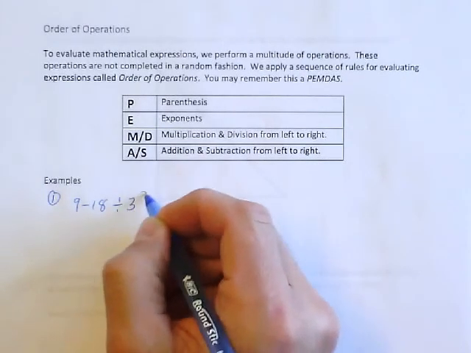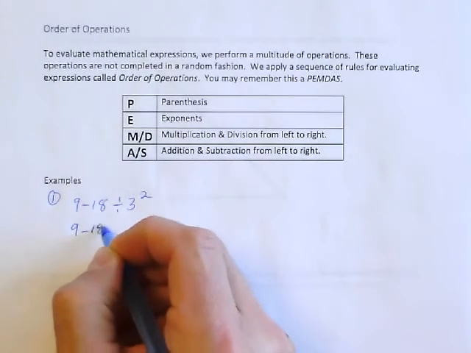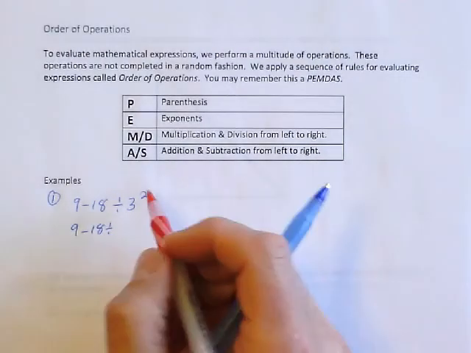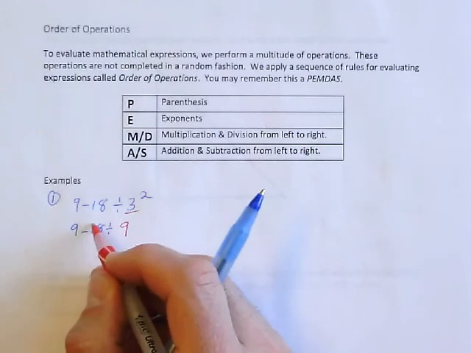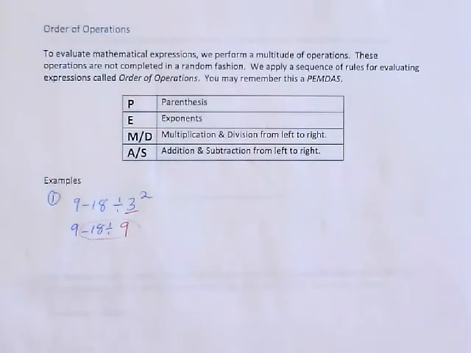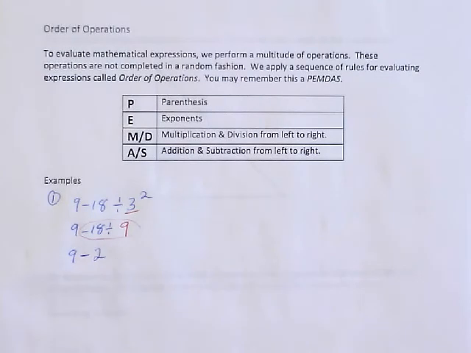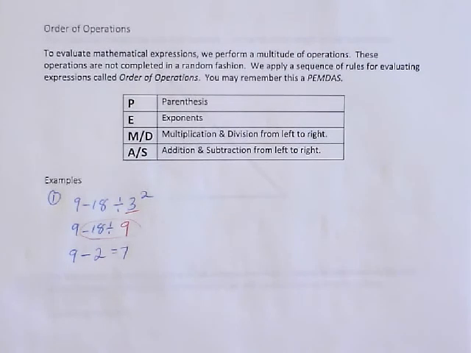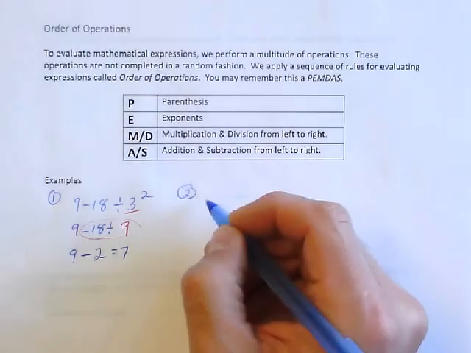So the first example I have here is 9 minus 18 divided by 3 squared. We're going to do our exponent first. 3 squared is 9. After we've done our exponents, we do our multiplication and division from left to right. All we have is this one here. So it's going to be 9 minus 2, because 18 divided by 9 is 2. 9 minus 2 gives us 7.